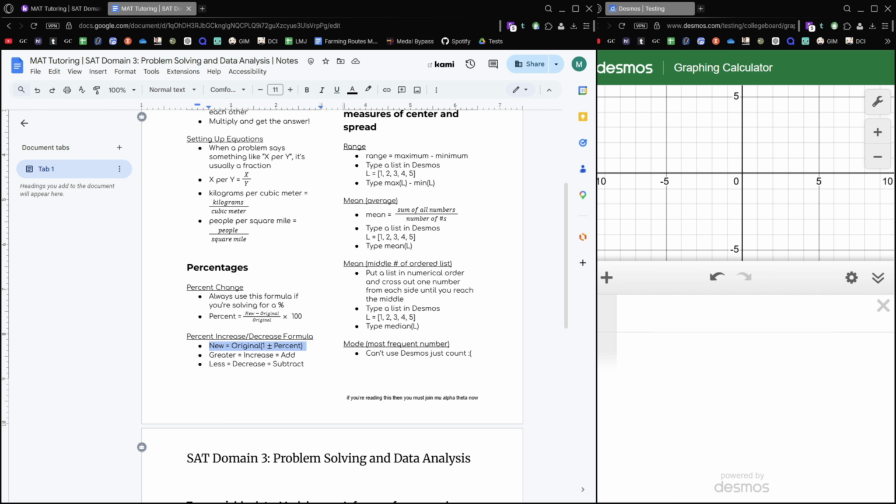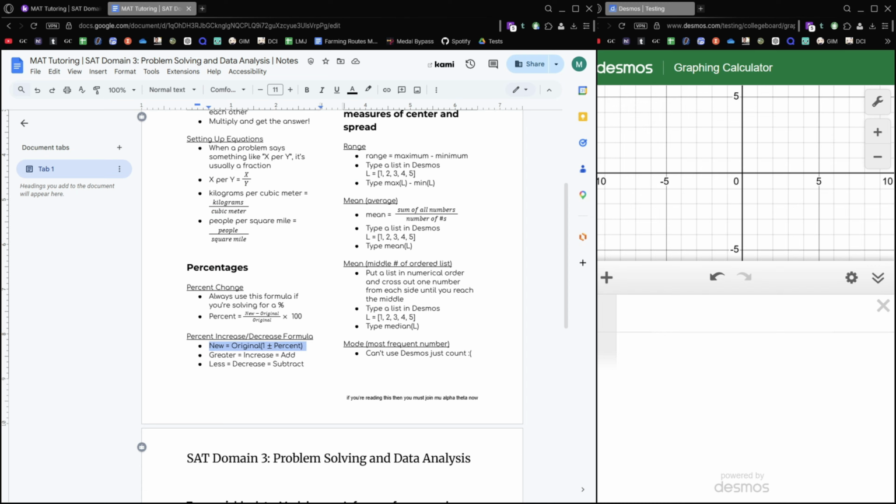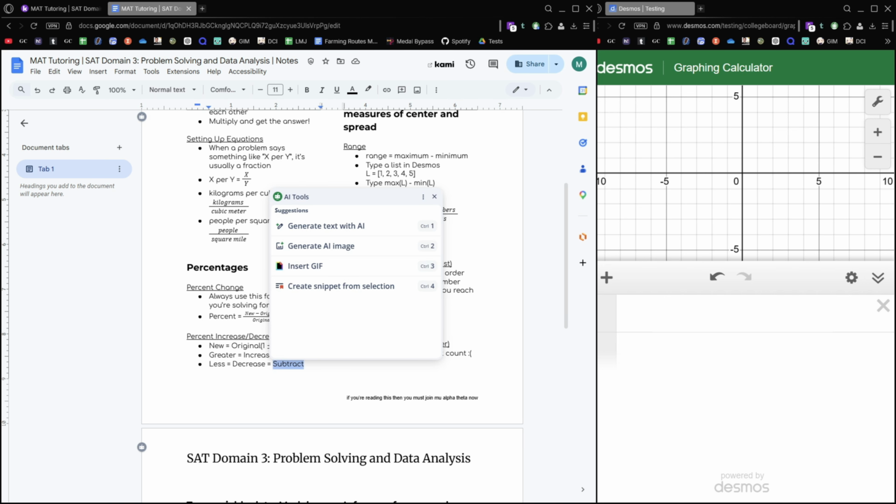Now this is going to be new is equal to original times 1 plus or minus the percent. Of course, if it's percent greater, which is what it is here, p percent greater, you're gonna be adding the percent. So this would be a plus. And if it's less, you'll be subtracting. So let's go ahead and just plug into this equation. For funsies, it's always fun to know different ways to do it.